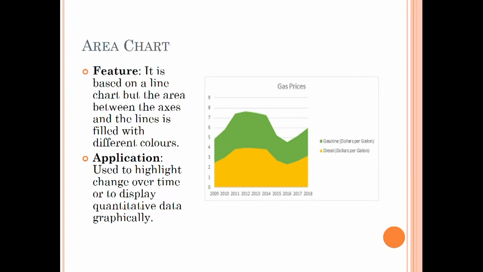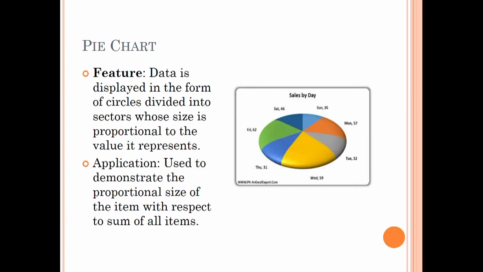The next is the area chart. So the feature of the area chart is it is based on a line chart, but the area between the axis and the line is filled with different colors. So as you can see, the area between the first line and the x-axis is covered with yellow, and between the second line and the first line, the area is covered with green. So this is about the gas prices. This is an example of an area chart.